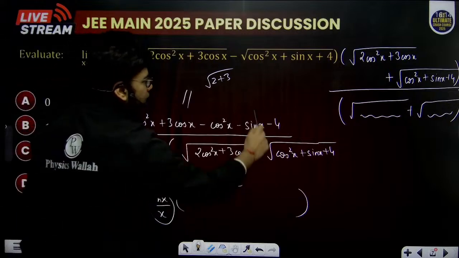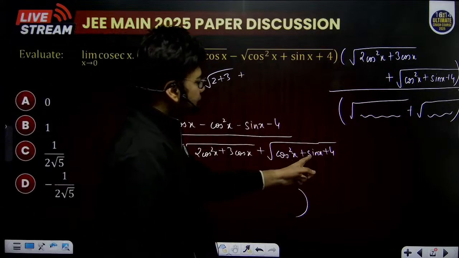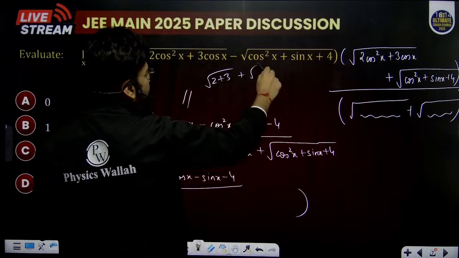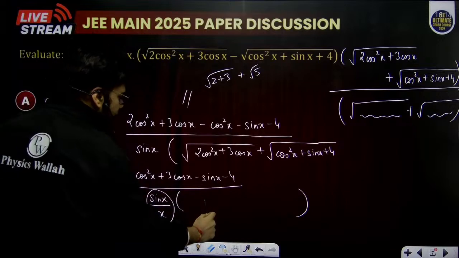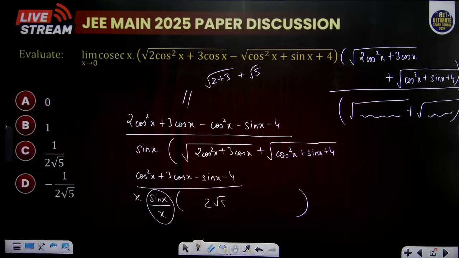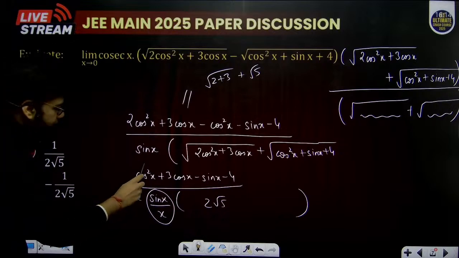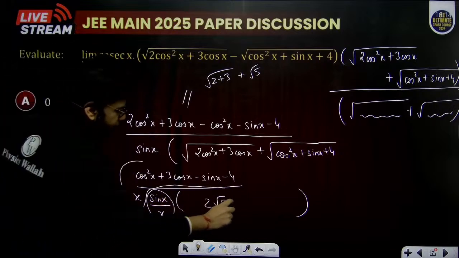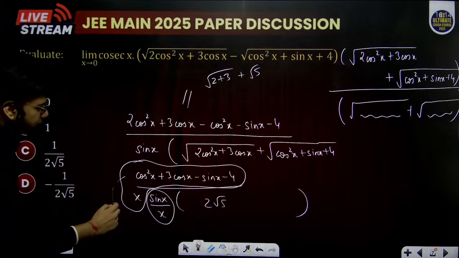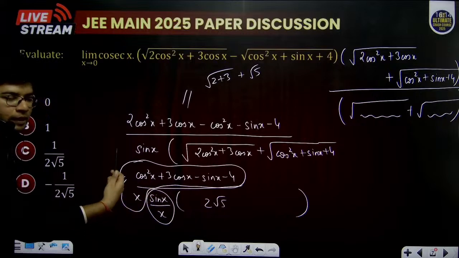Cos 0 is 1. Sin 0 is 0 plus 4. So this is again coming out as root 5. So this whole thing is coming out as 2 root 5, which is not the indeterminate form. My only concern is this part. This part is indeterminate. So you can separately apply L'Hospital rule in this part and you can find out the limit of this part. So what we can do is simply differentiate this and get the result.